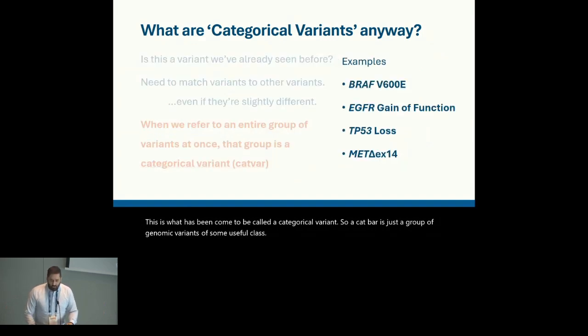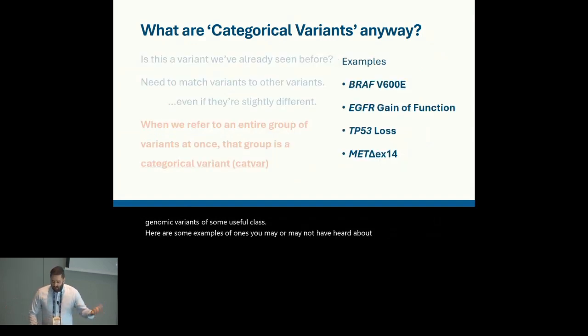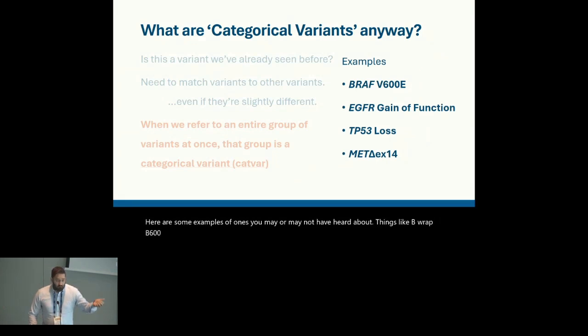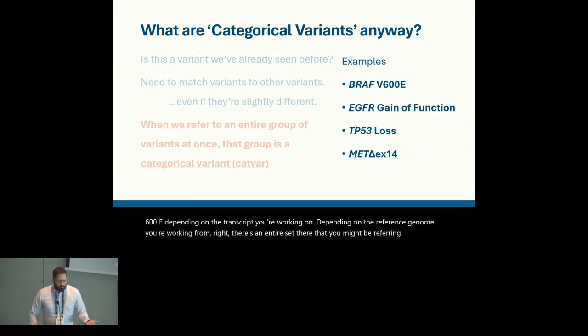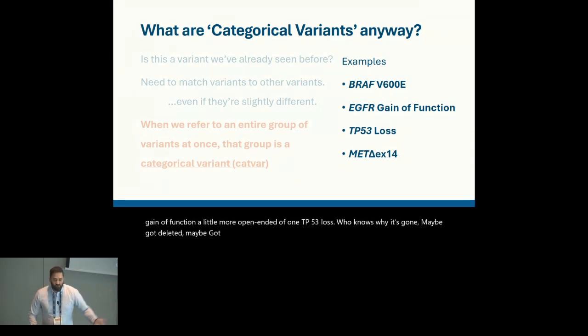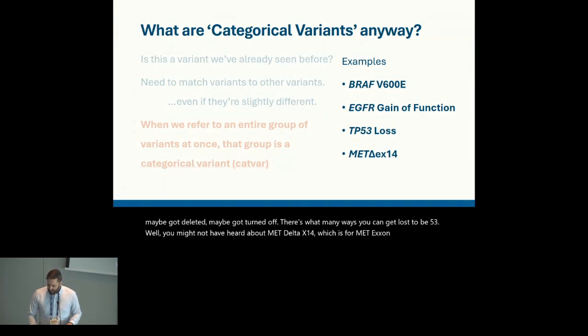Here's some examples of ones you may or may not have heard about, things like BRAF V600E, depending on the transcript you're working on, depending on the reference genome you're working from, right? There's an entire set there that you might be referring to. EGFR gain of function, a little more open-ended one. TP53 loss, who knows why it's gone? Maybe it got deleted, maybe it got turned off. There's many ways you can get loss of TP53. One you might not have heard about, MET delta X14, which is for MET exon 14 skipping mutations.